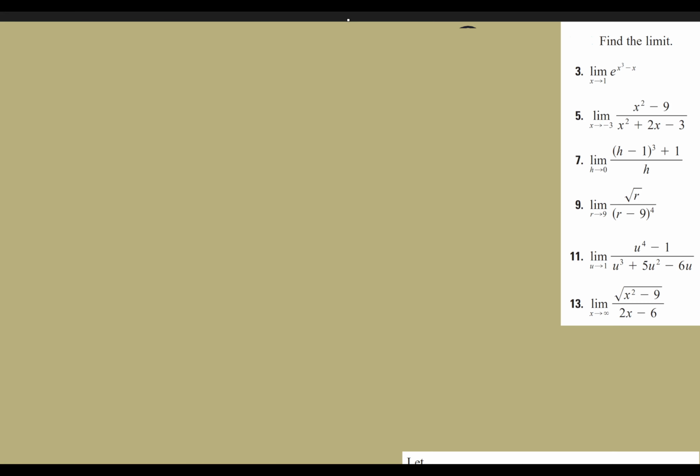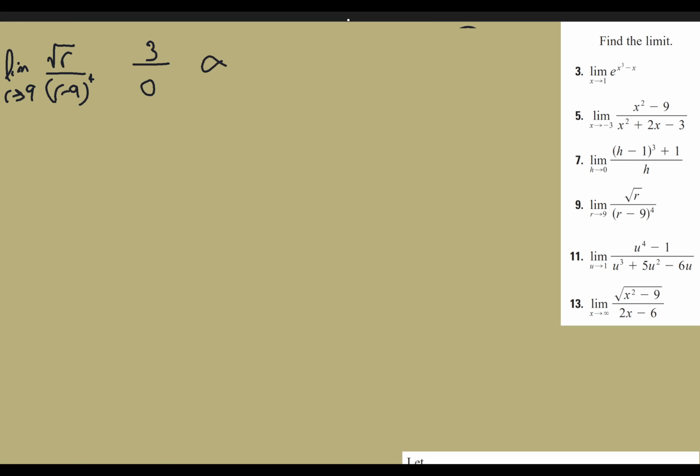Next one. Limit as r approaches 9 of square root of r over r minus 9 to the 4th. This one seems ugly. Let's try plugging it in. We would get 3 on the top, excuse me, and we would get 0 on the bottom.